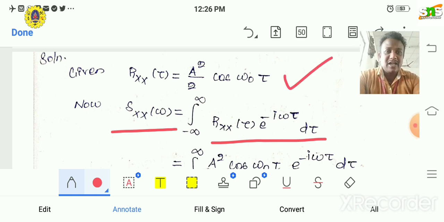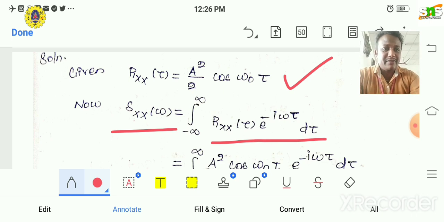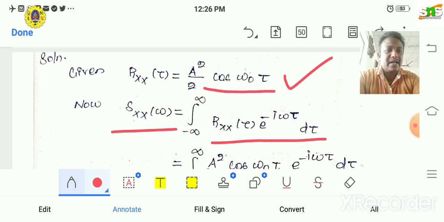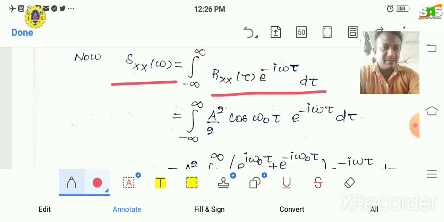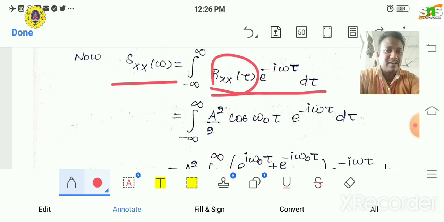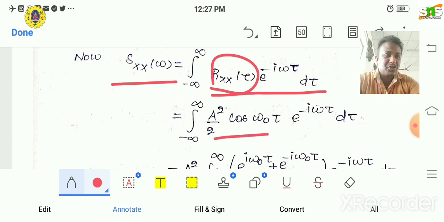So R_xx(tau) is equal to a squared divided by 2 into cos omega naught tau. It is given. In the power spectrum formula, first substitute R_xx(tau) from the question: a squared divided by 2 cos omega naught tau. After writing this, write the remaining value: e power minus j omega tau into d tau. Now we are going to integrate these two parts.